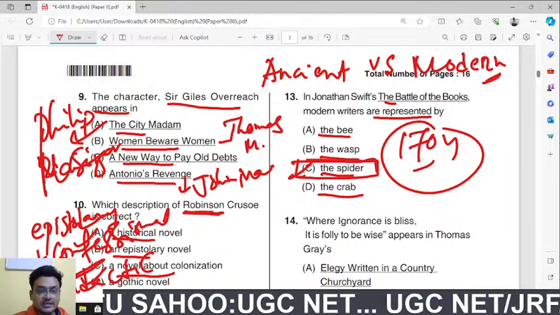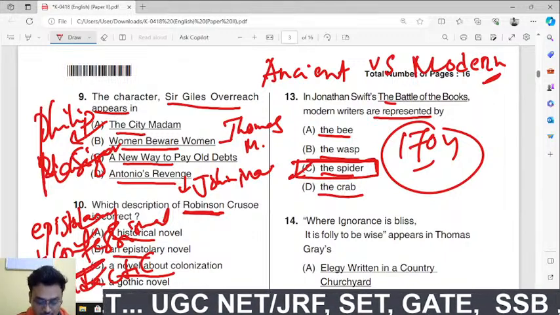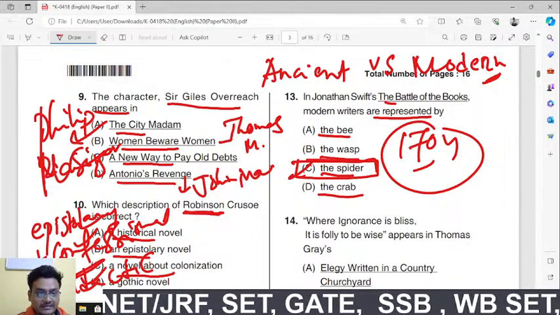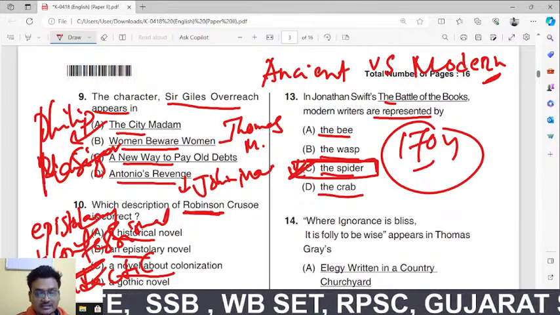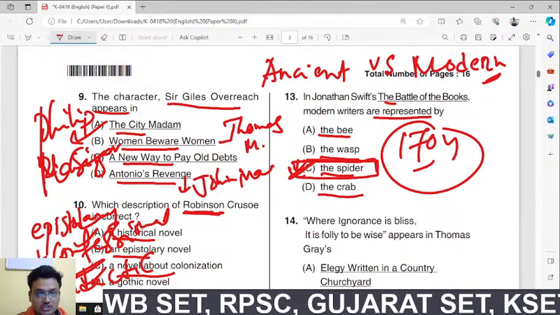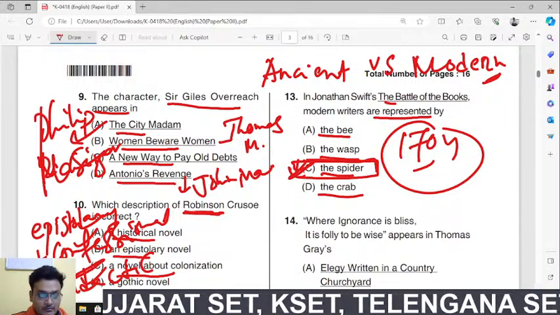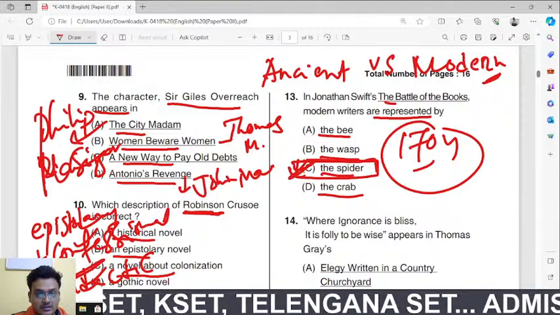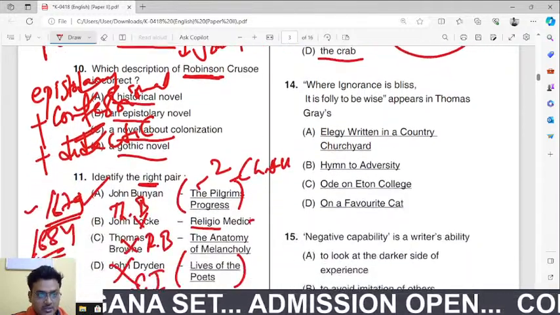Ancient versus moderns, here the Battle of the Books: modern writers are represented by what? Modern writers are represented by the spider. So here C is the right answer. It's a short satire published in 1704, Battle of the Books by Swift. Remember that. Well done.